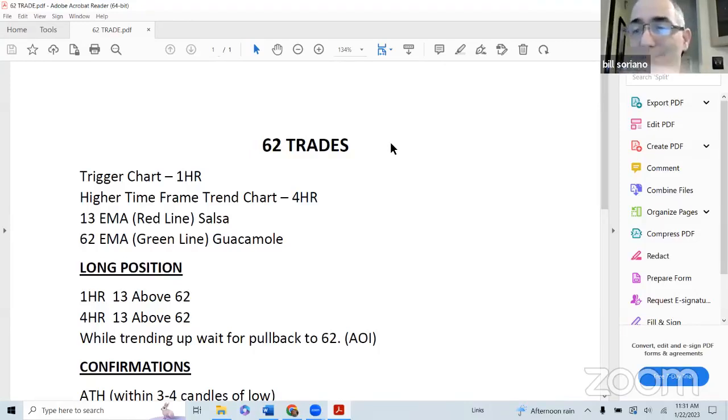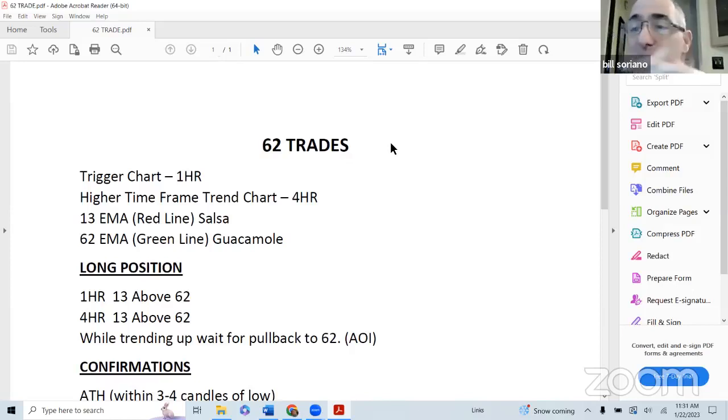Nothing else. Now, in our community, we do smart money, we do the 62 trade, and we also have a 13 trade as well, but that's for more advanced people. So right now I'm not showing or teaching that, and I don't use it at this point as well. So here's the deal with the 62 trade.